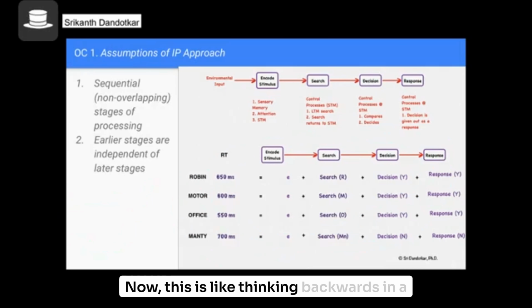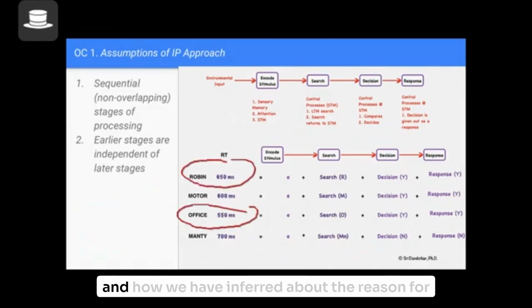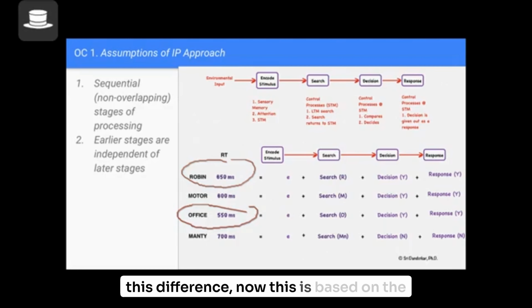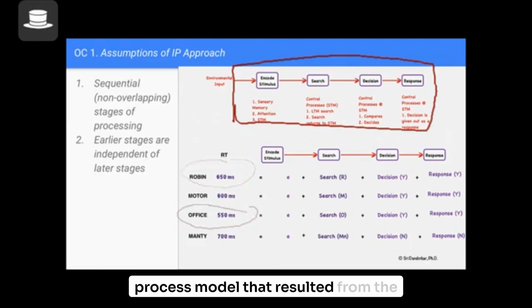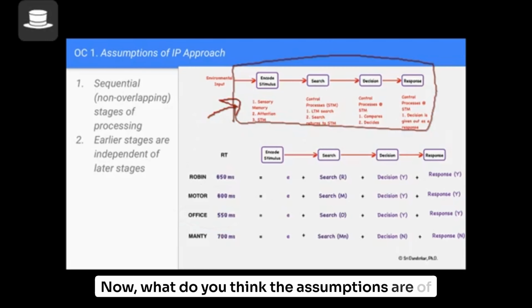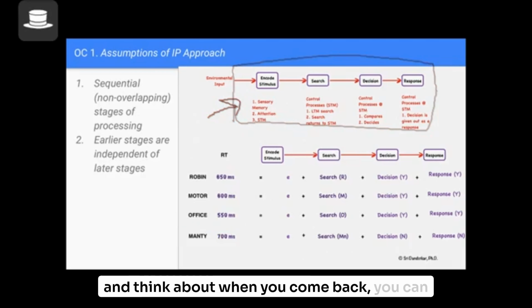Now this is like thinking backwards in a way. Now that we know that there is a difference and how we have inferred the reason for this difference, this is based on the assumptions of the memory model and the process model. What do you think the assumptions of that model are? Just think about it. Pause here for a second, and think about it, and then come back.